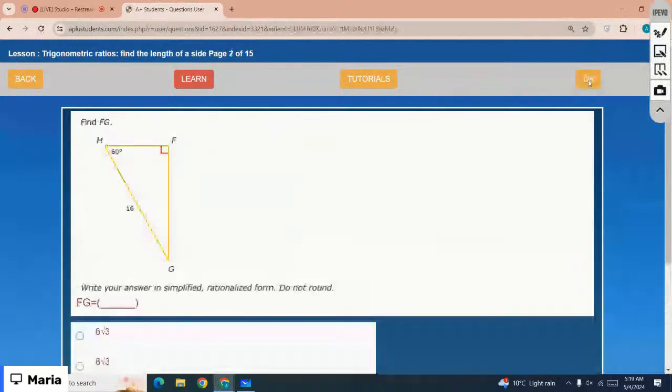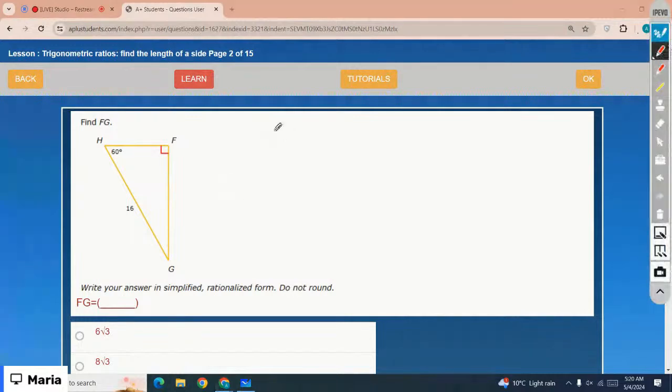Okay, the next one is find FG. You have to calculate FG, right? Calculate sine of angle 60. Sine of angle 60 is opposite, that is FG, and hypotenuse, that is 16.